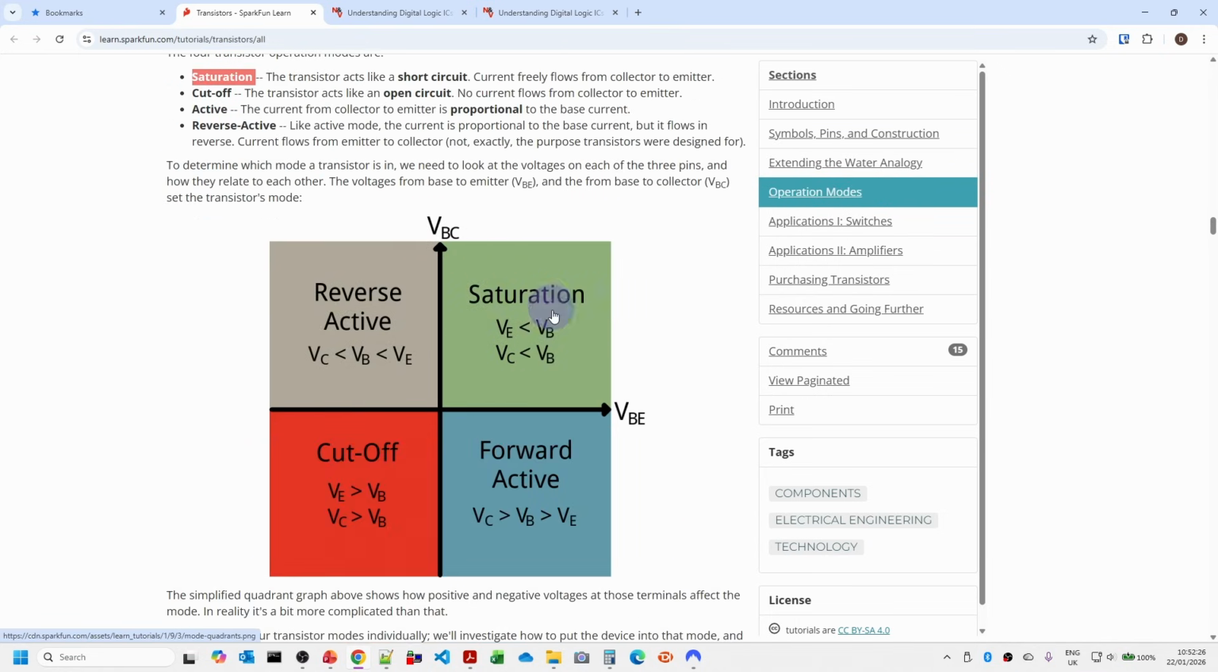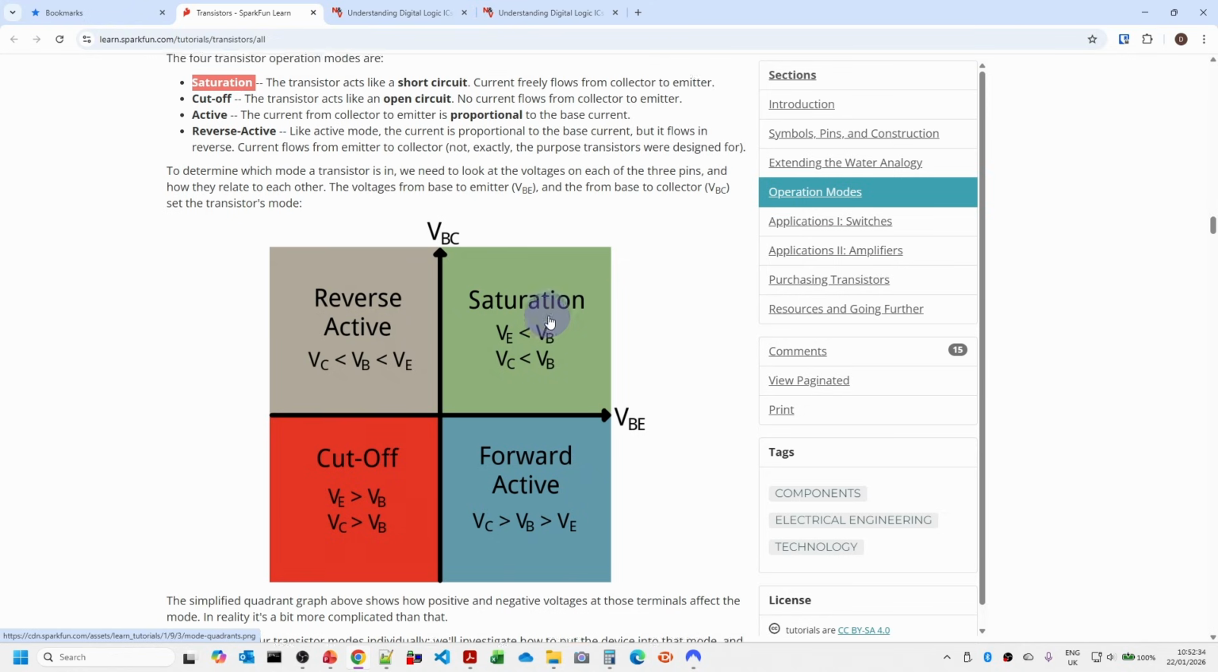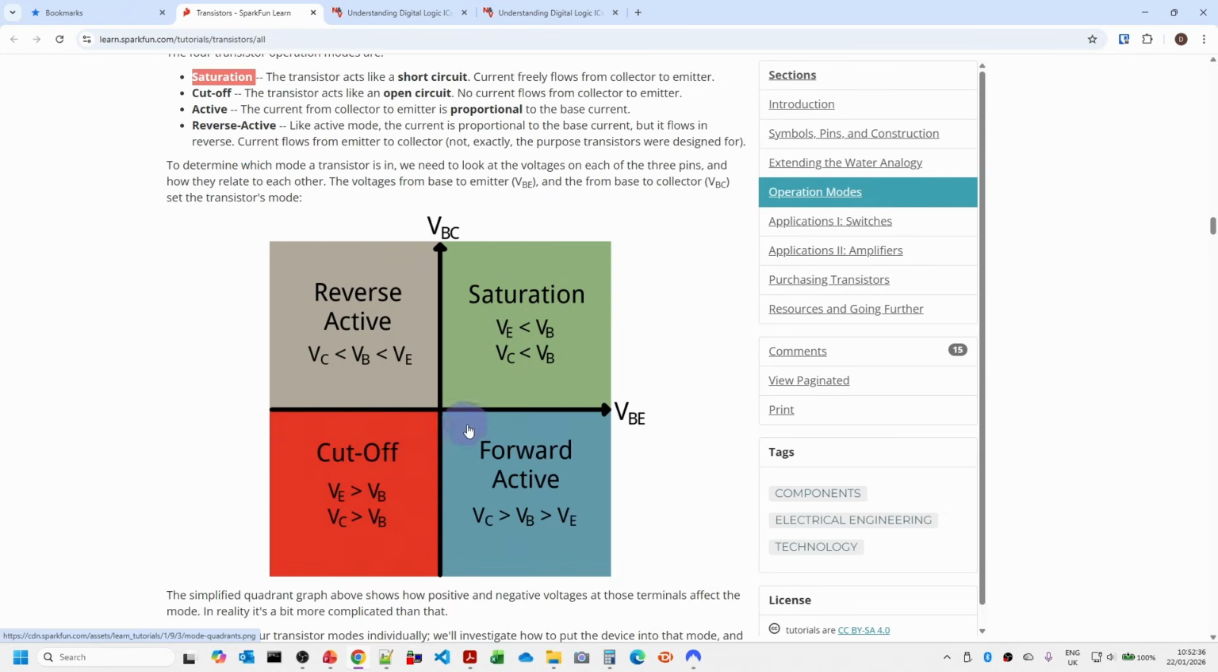And there are some more confusing terms used within the discussion of transistors. So it's in the saturated region of the transistor, and this chart basically shows differences between the voltage between the base and emitter pins and the voltage between the base and collector pins.